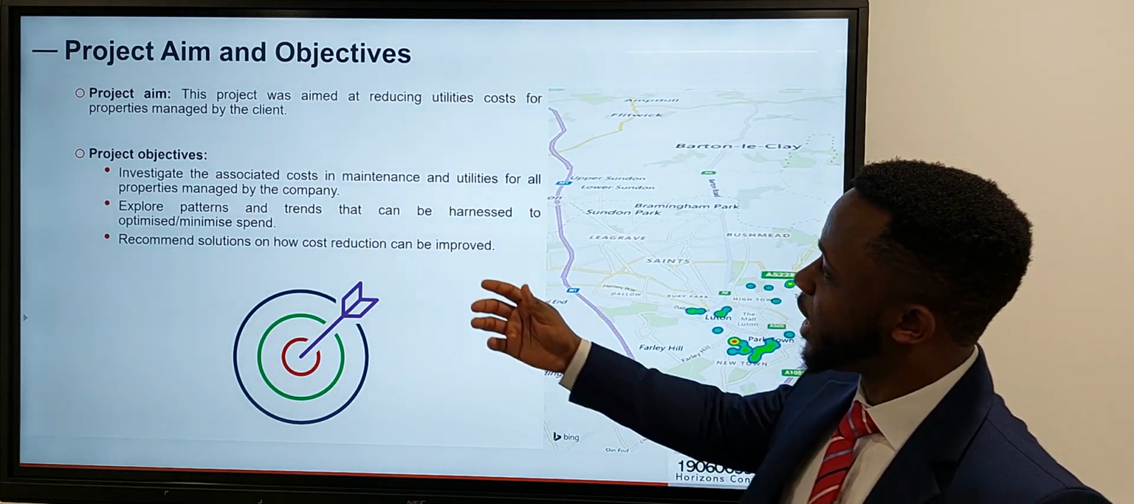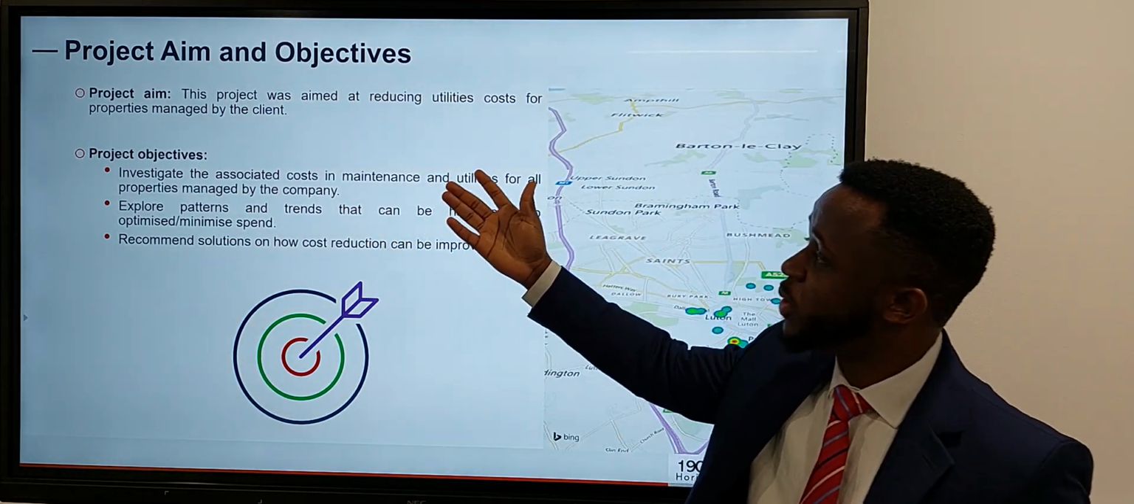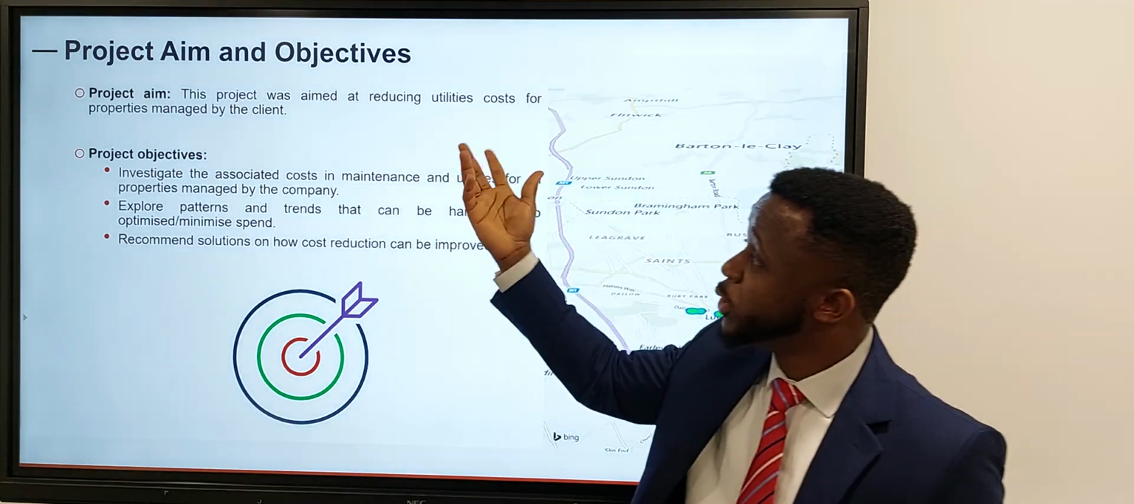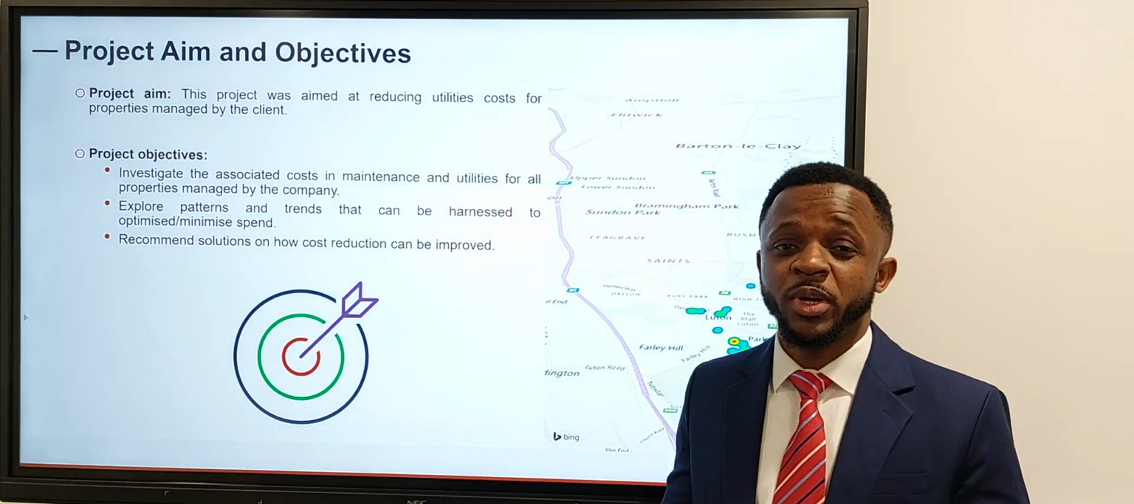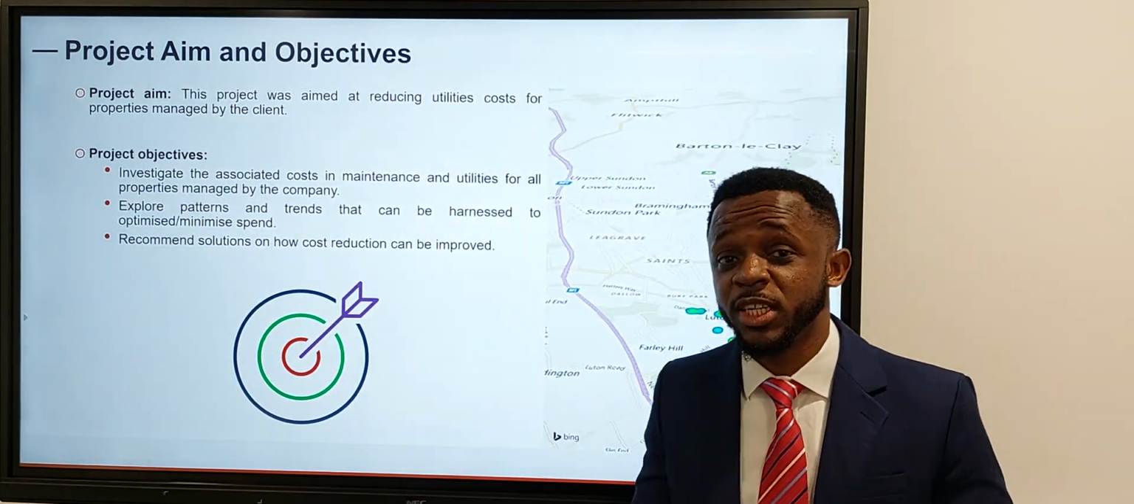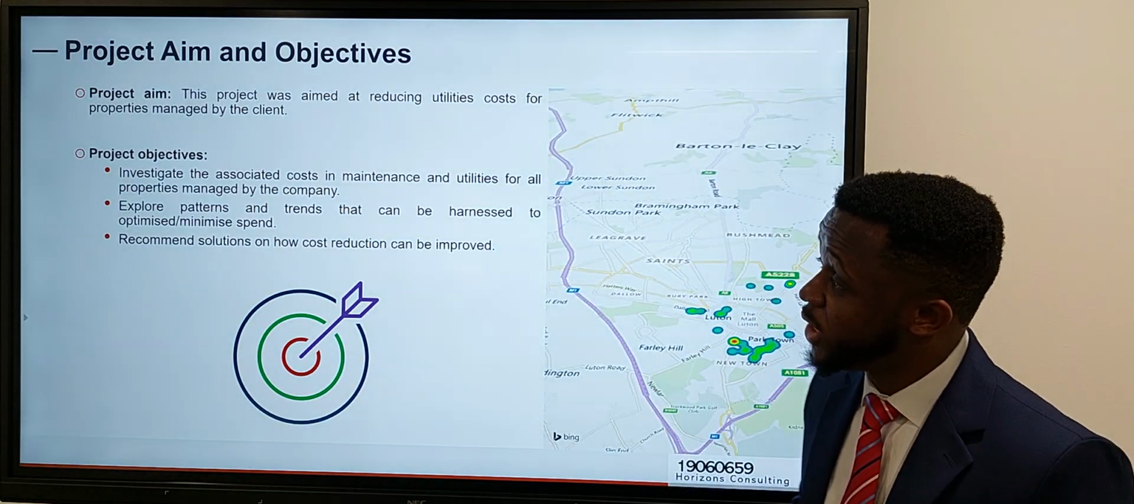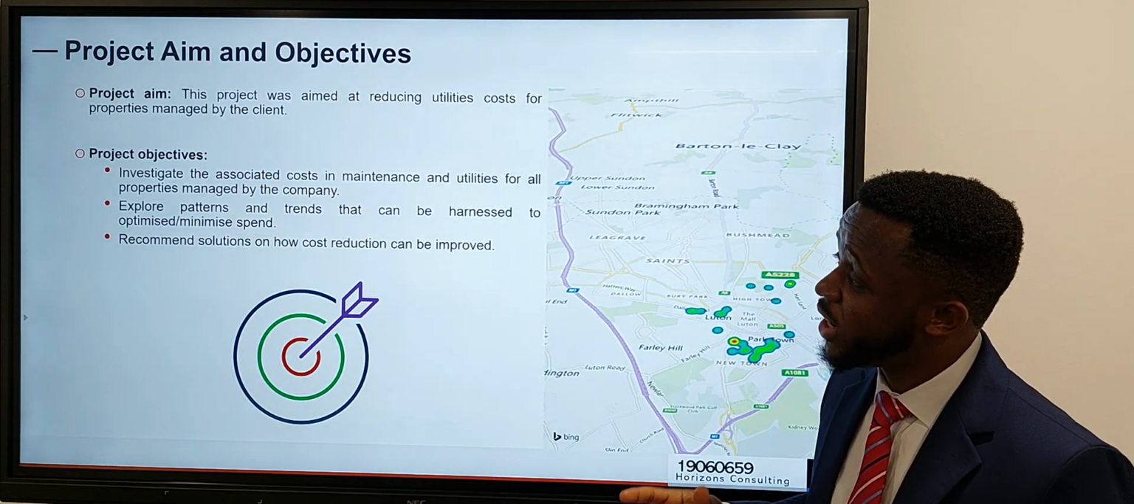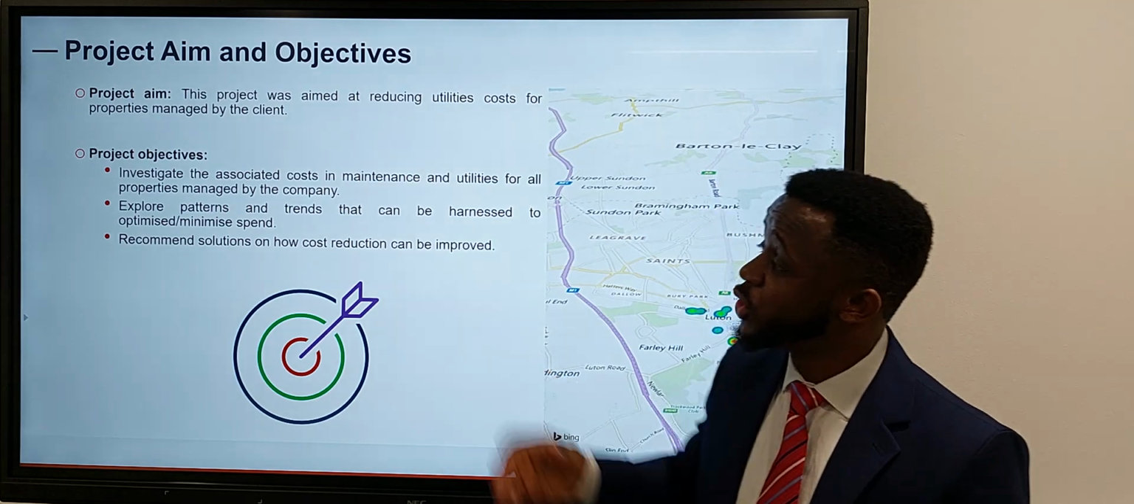So like I've stated, the aim of this project is to find ways to reduce the cost, the spend for utilities for all the properties managed by my client. And the objectives that have been focused on throughout the project are these three.